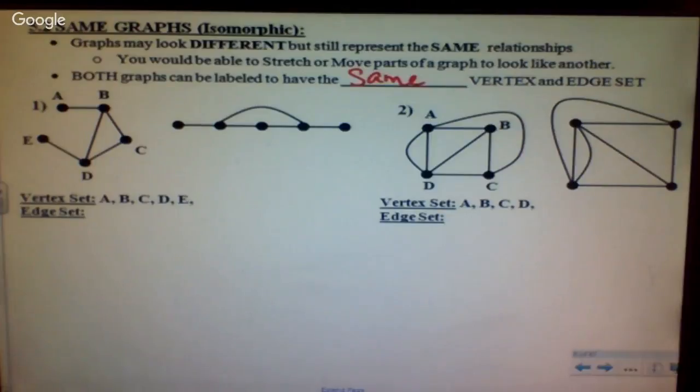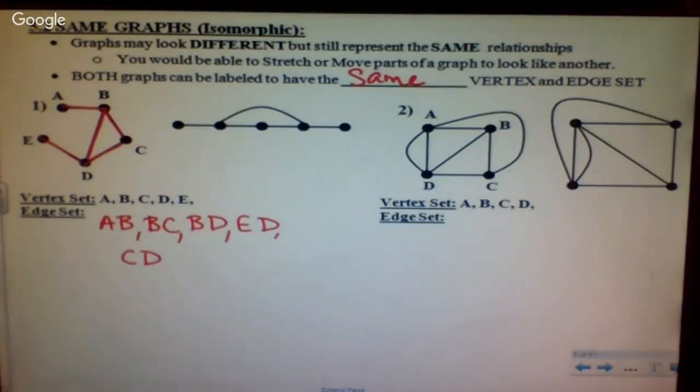So if you look at number one, I already listed out your vertex set. You've got vertices of A, B, C, D, and E. What does my edge set look like for number one? A to B, B to C, B to D, E to D, and C to D. Good. Okay.